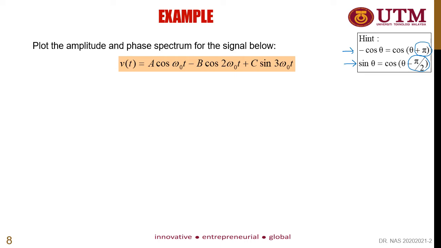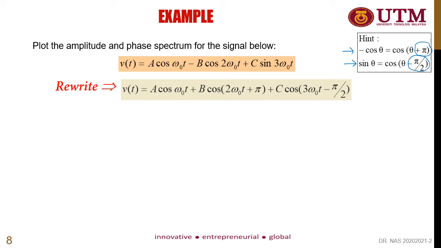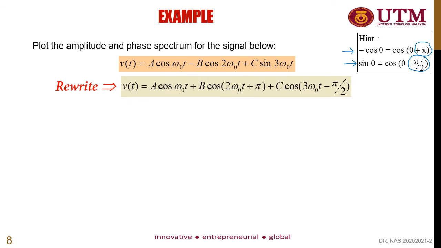So, rewrite the equation. This remains the same, A cos omega naught t, and here you can notice it is negative B cos 2 omega naught t. This is the second frequency, and the negative can be converted into positive by having a positive pi phase shift. And the third one, you have a sine function, which you can convert into cos by having a negative pi over 2 phase shift.